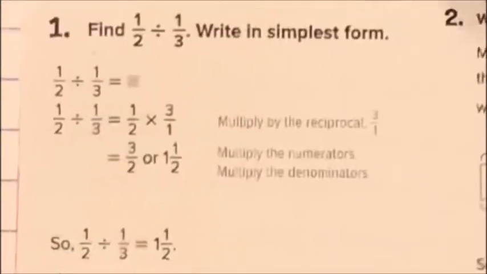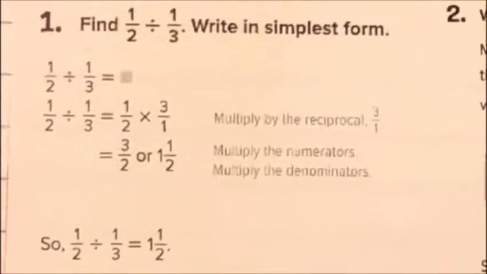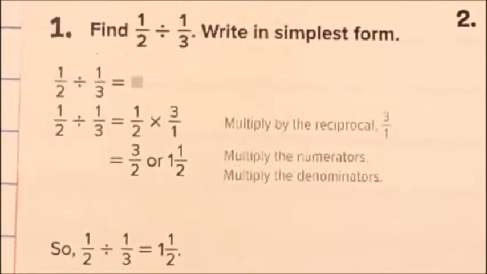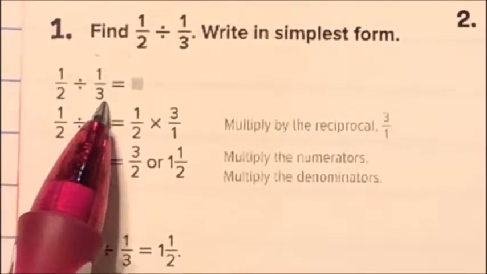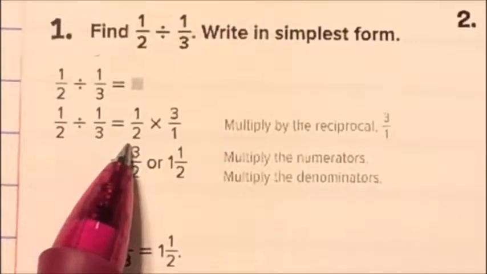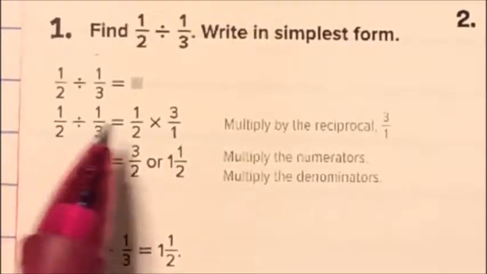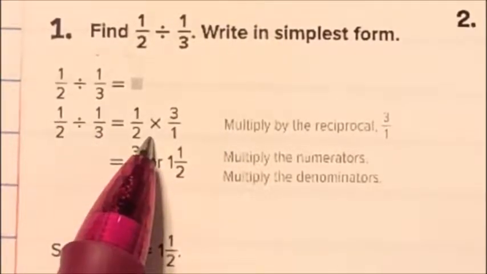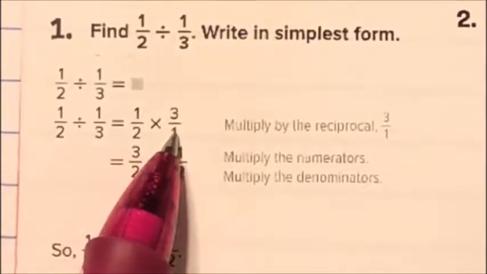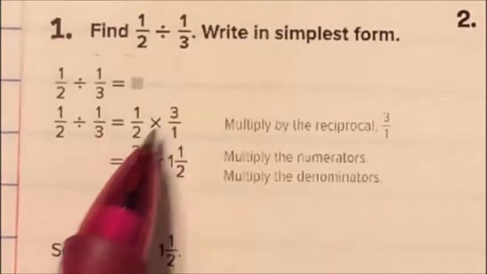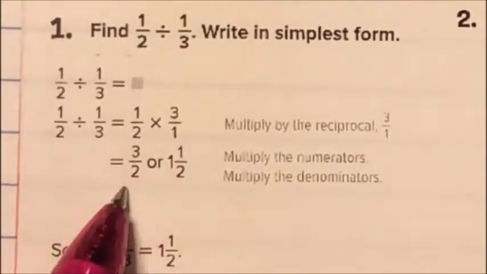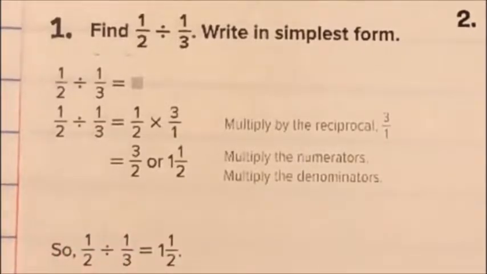Let's look at a couple of examples together. Example number 1 says find 1/2 divided by 1/3, write in simplest form. So I have 1/2 divided by 1/3. I keep my first, change my division sign to a multiplication, and flip my second fraction. 1/3 becomes 3/1. Multiply straight across. 1 times 3 is 3, 2 times 1 is 2, or 1 1/2.